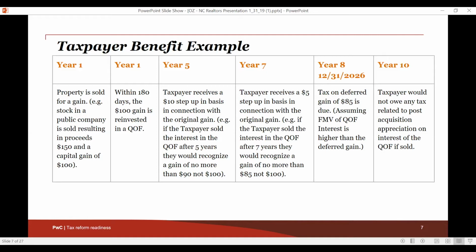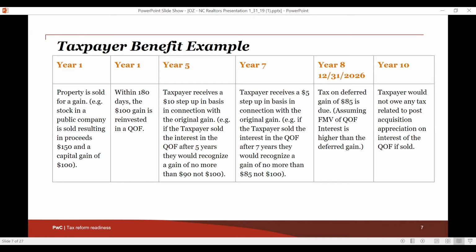Fast forward to 12/31/2026. This is when the tax on that original deferred gain is going to be due. So whether you invest in year 1 or year 5 or year 7, the tax on the deferred amount is due 12/31/2026. So in this example, I held that investment for 7 years, so I get the full 15% reduction in tax, and now I'm only paying tax on $85. And this is assuming that the fair market value of the interest is higher than the original deferred gain.